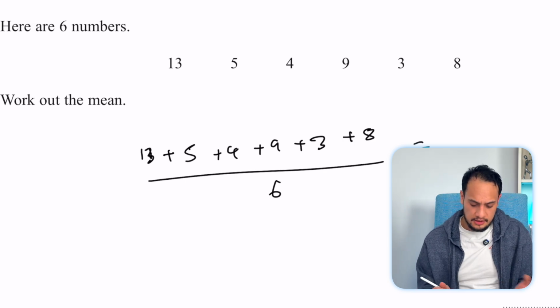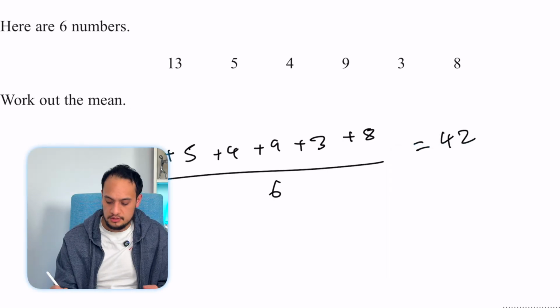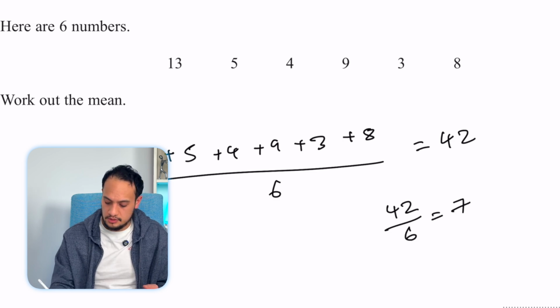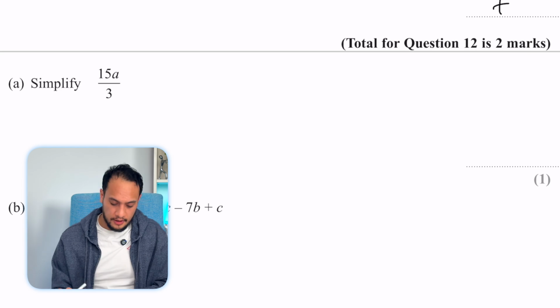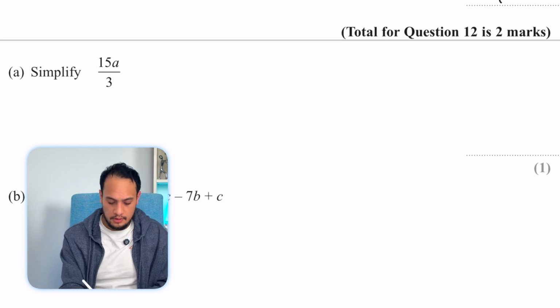Hopefully that divides nicely. So you've got 13 plus 5 is 18, plus 4 is 22, plus 9 is 31, plus 3 is 34, plus 8 is 42. You get 42, 42 divided by 6. So 42 over 6 is 7. So 7 is the mean. Simplify 15a over 3. So in this case, I can just divide 15 by 3 and I get 5a.